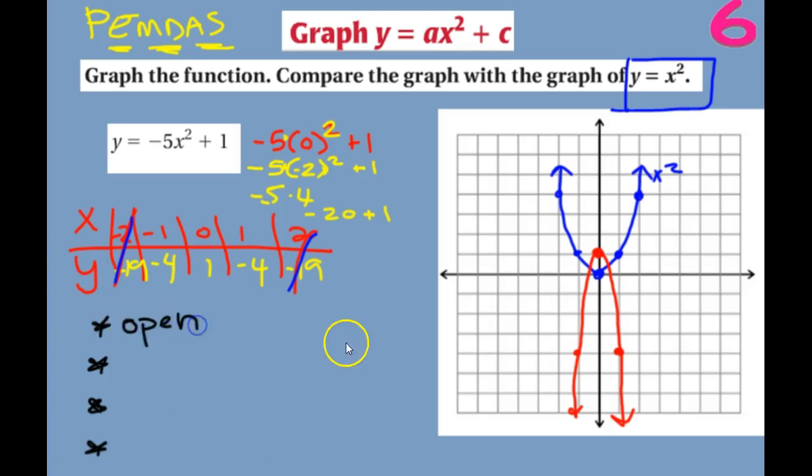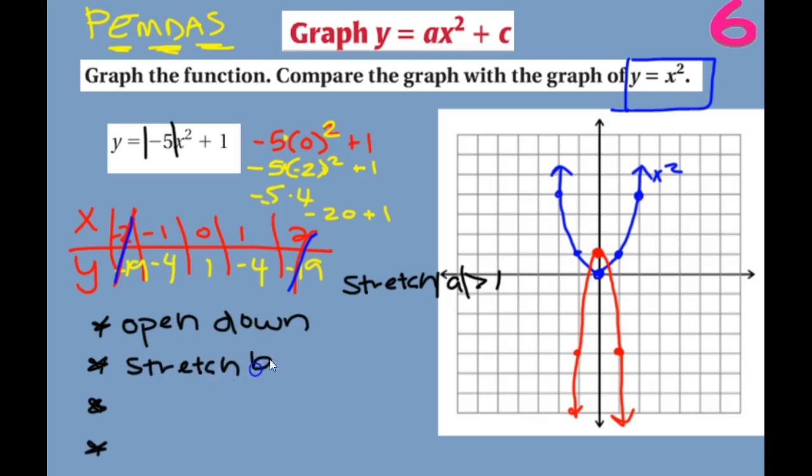Which way does this graph open? This one opens down. Then is this a stretch or a shrink? Remember, a stretch is when a is greater than 1, or absolute value of a is greater than 1. This a is -5, so absolute value of -5 is just 5, or the number 5 is greater than 1. So this is a stretch by a factor of 5.